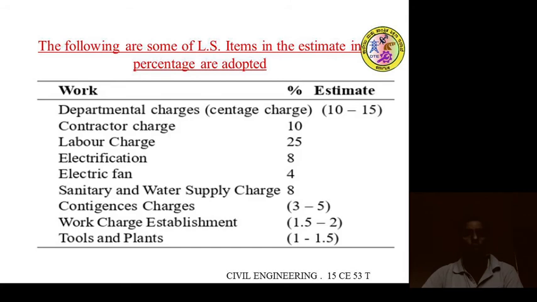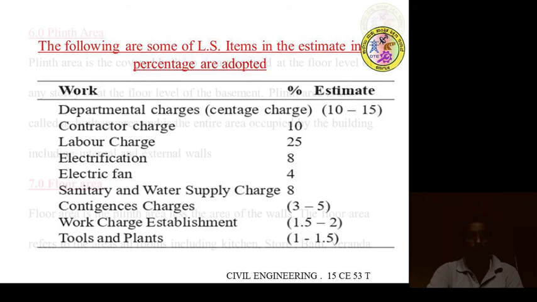The following are some of the lump sum items in the estimates for which percentages are adopted. First one is departmental charges, contractor charges, electrification, sanitary, contingents, and different types of percentage to be allotted.